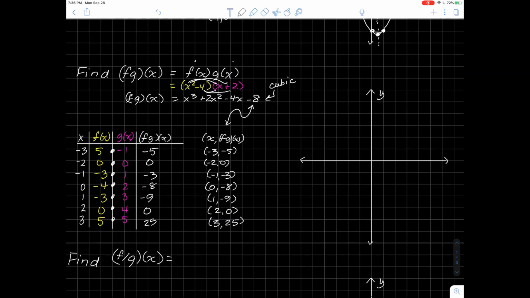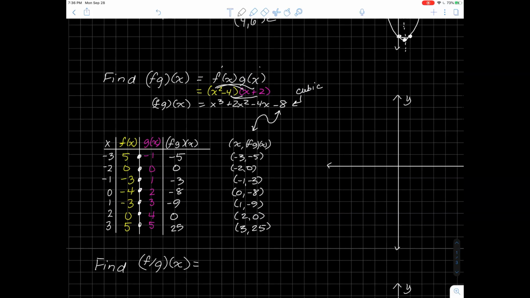So that's what it would look like analytically. Now let's look at it graphically. We'll graph these points: negative 3, negative 5, negative 2, 0, negative 1, negative 3, 0, negative 8.